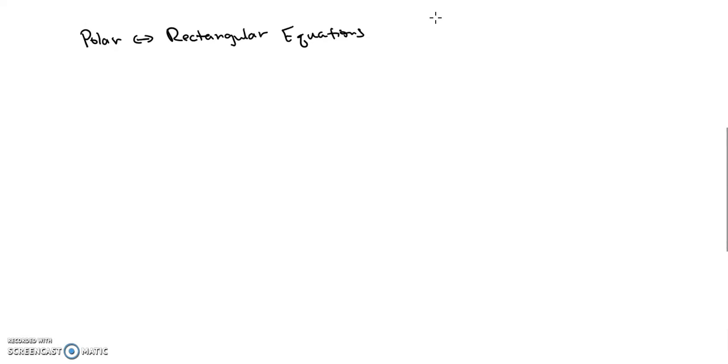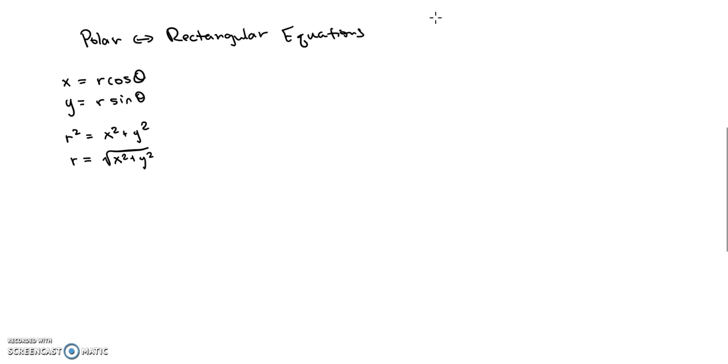Okay, so the last thing we need to do for this section is go back and forth between polar and rectangular equations now that we've done coordinates. So we're going to use those same conversions that we talked about before. X is r cosine theta, y is r sine theta. We're also going to use that r squared is equal to x squared plus y squared, or possibly r is equal to the square root of x squared plus y squared. Okay, so we're going to use those conversions to go back and forth.